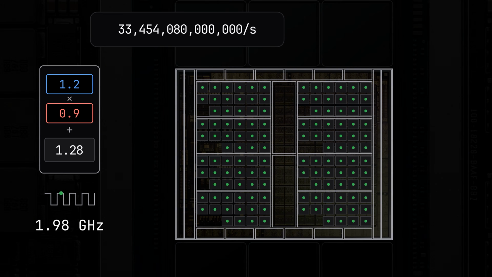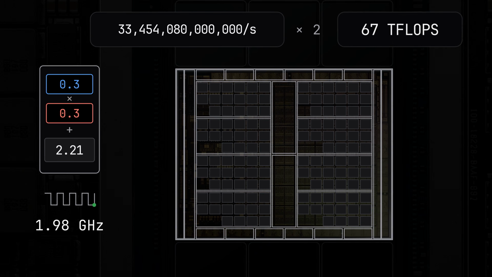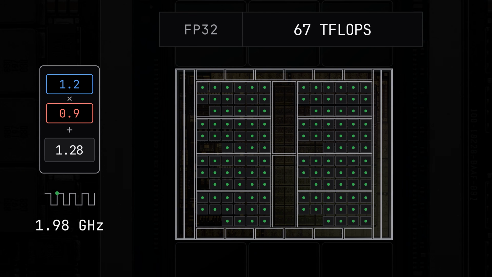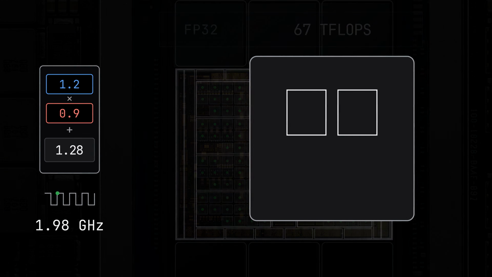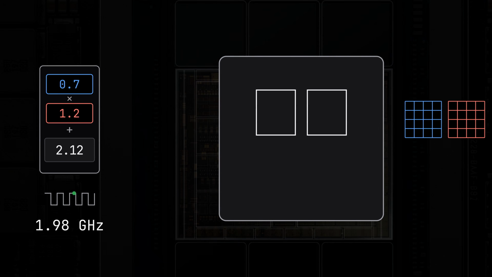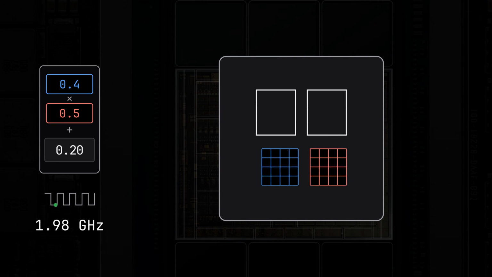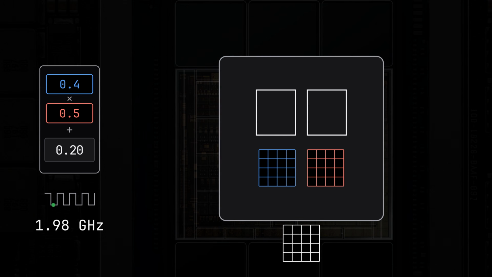And because the multiply and add count as 2 floating point operations, that's the 67 teraflops you see on the spec sheet. A Tensor core takes a huge step further. Instead of processing numbers 1 pair at a time like a CUDA core, it takes whole blocks of the 2 matrices and multiplies and adds them in a single instruction.